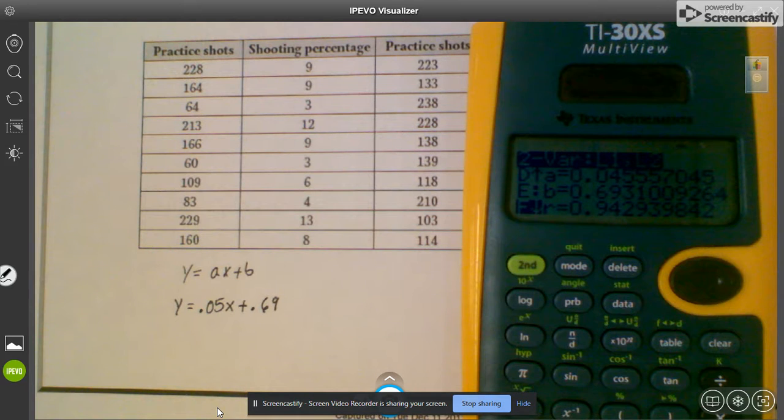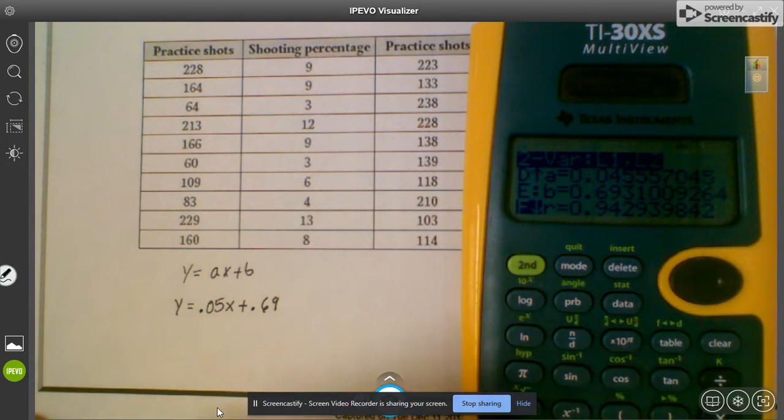Now, again, think about the context of those problems. If you didn't take any practice shots, you would expect your shooting percentage to be 0.69, 0.7. Which basically you're making less than 1% of your shots, which is really low. And then for every practice shot you take, you increase by basically 0.05 of a percent. Or if you think about it this way, for every 100 practice shots you take, you increase by 5%. So that's what the slope and y-intercept mean in the context of this problem.